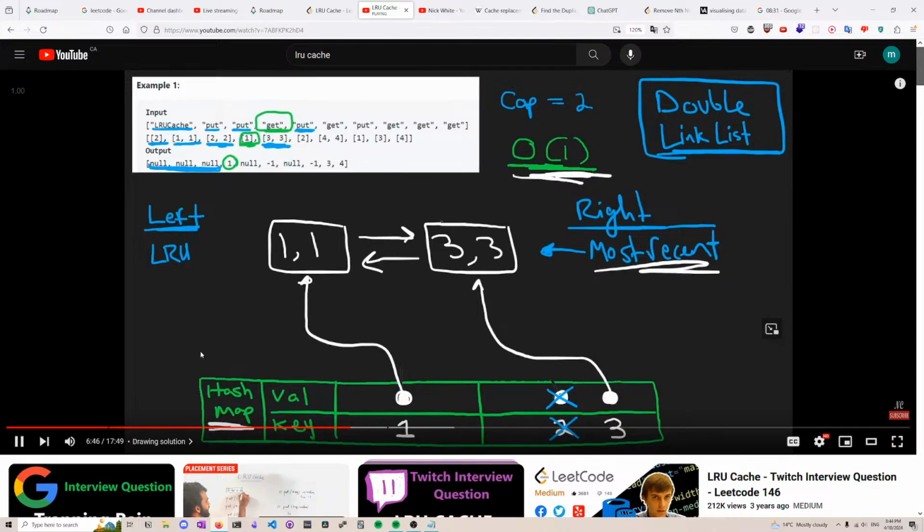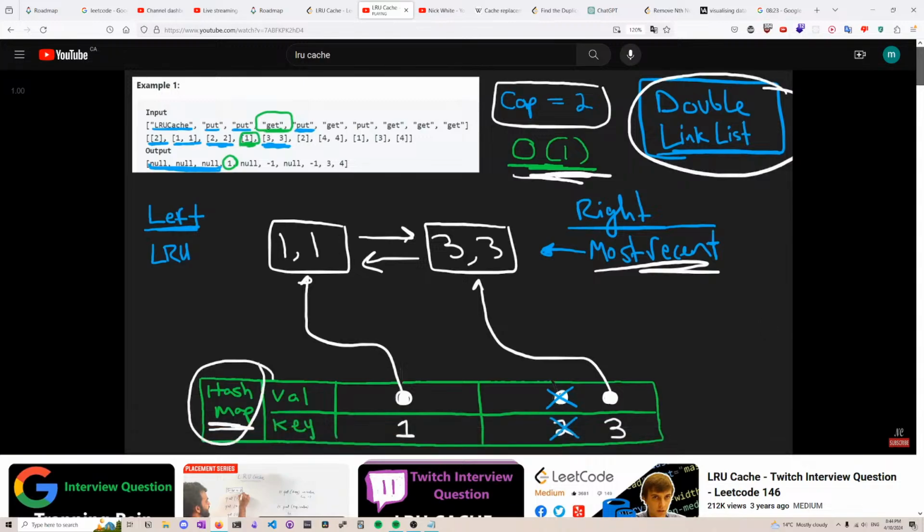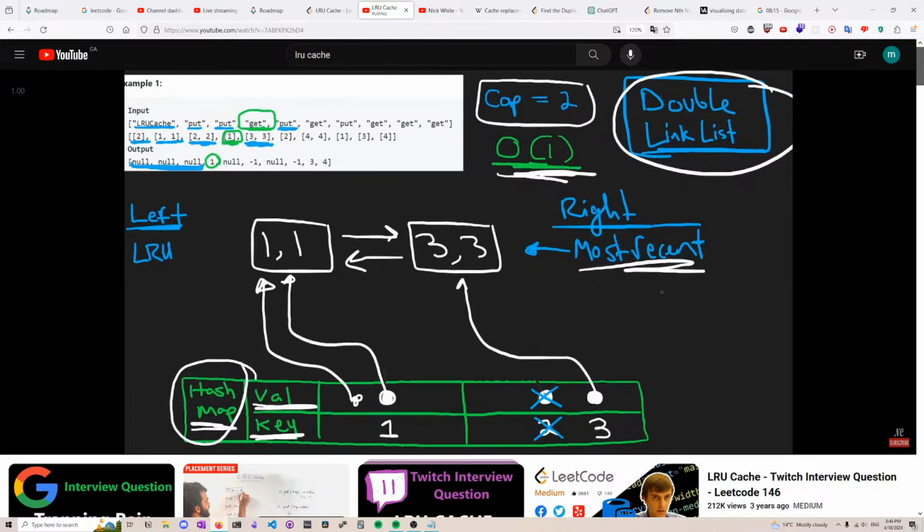So this is basically the main idea. We're going to keep track of a capacity. We're going to have a doubly linked list. We're going to have a hash map where the key of the hash map is going to be the same key that we get from the input, and the value is going to be a pointer to the nodes. And each node is going to look something like this.